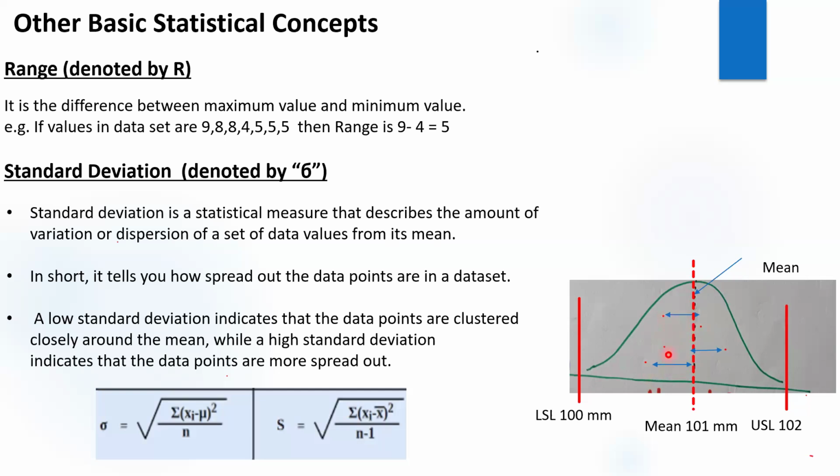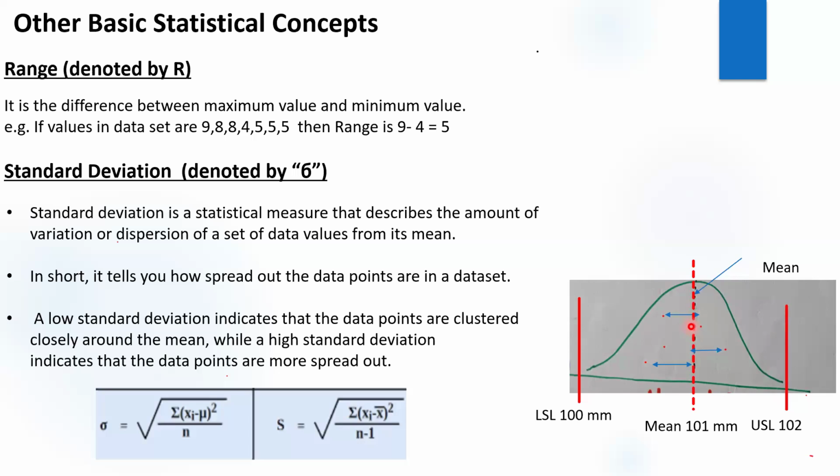So suppose there are 100 points or 50 points. I need to check the dimension of each and every part and I will plot these points on this. Now, standard deviation means how an individual point or part is deviated from the mean. That is called standard deviation. So it is a Six Sigma concept. Normally we don't cover it in 7QC tools, but just for your understanding, standard deviation means how our data points are deviated from the mean.